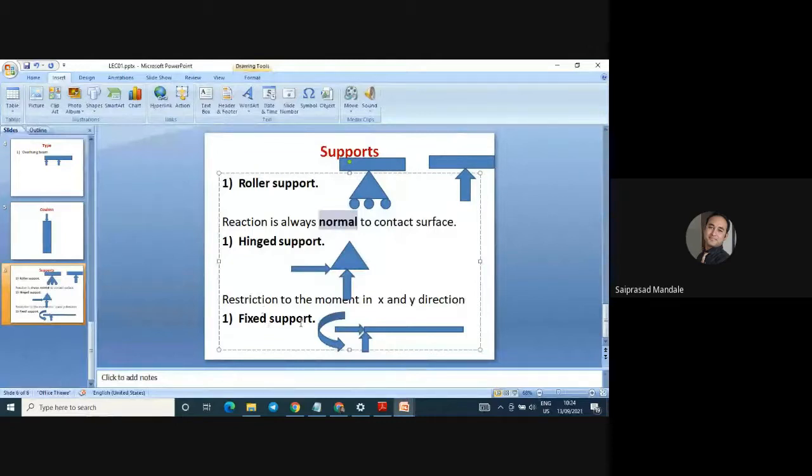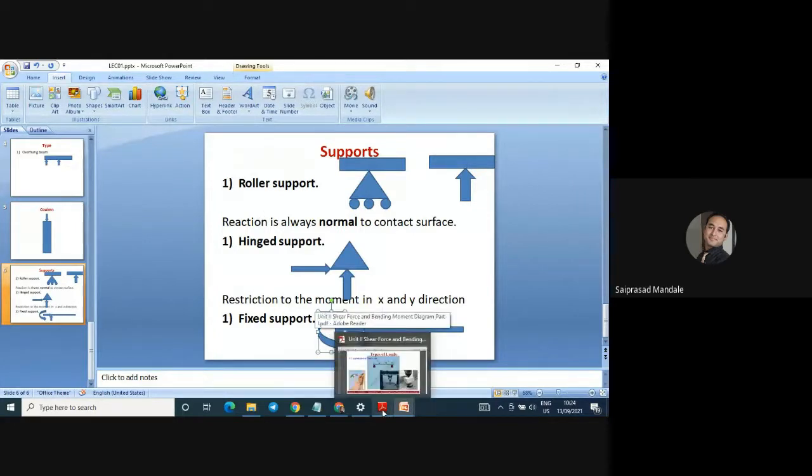Third type of support is fixed support. In that support, the restriction given to the beam is such that even though forces and movements are acting on the beam, still no kind of movement acts on the beam. Okay, so there are three different types of supports that we have seen.